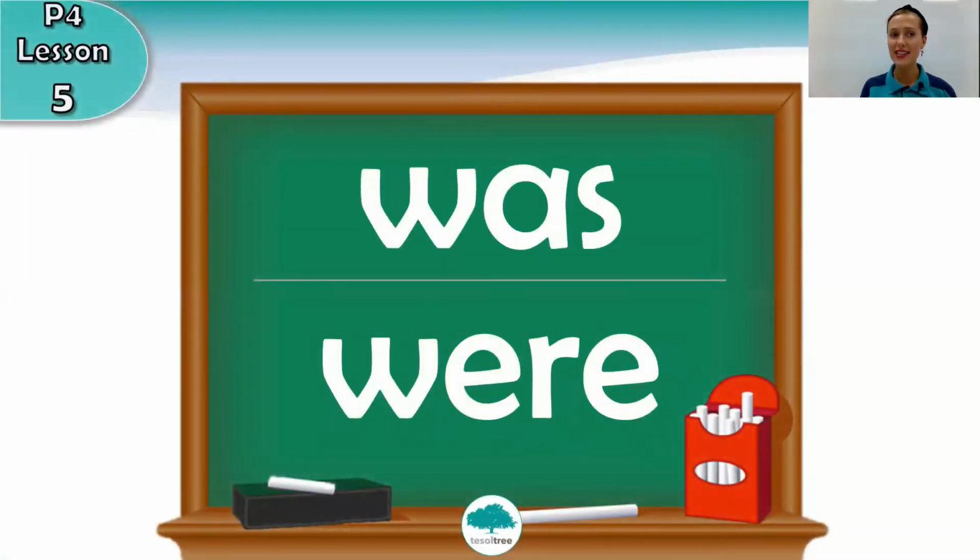So, today's lesson, lesson 5, we will look at the verb to be, but in the past simple tense. We are going to look at was and were. When do we use what?